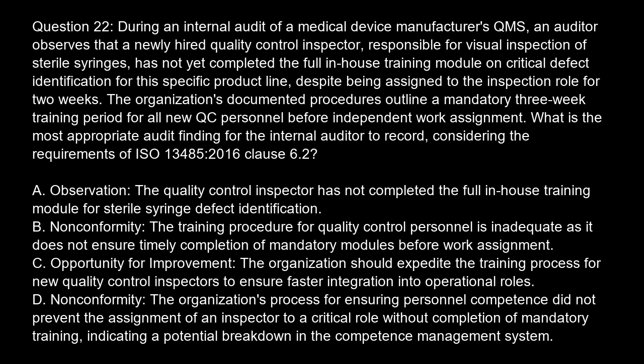Option A. Observation. The quality control inspector has not completed the full in-house training module for sterile syringe defect identification. Option B. Nonconformity. The training procedure for quality control personnel is inadequate as it does not ensure timely completion of mandatory modules before work assignment. Option C. Opportunity for improvement. The organization should expedite the training process for new quality control inspectors to ensure faster integration into operational roles. Option D. Nonconformity. The organization's process for ensuring personnel competence did not prevent the assignment of an inspector to a critical role without completion of mandatory training, indicating a potential breakdown in the competence management system.